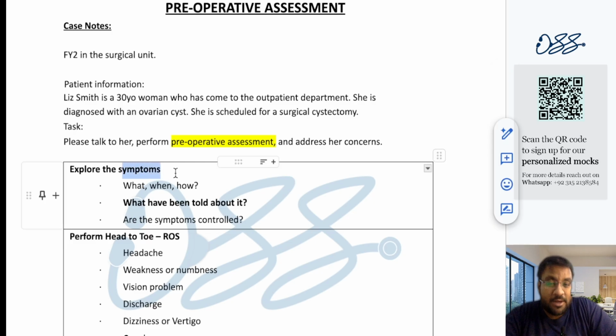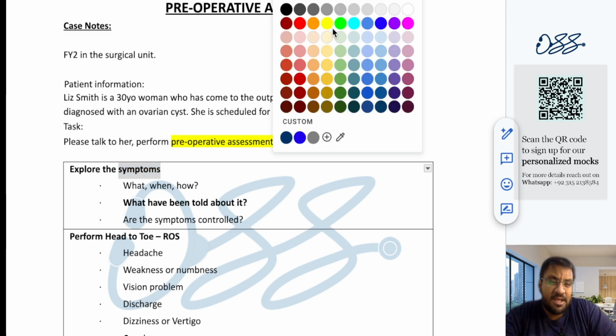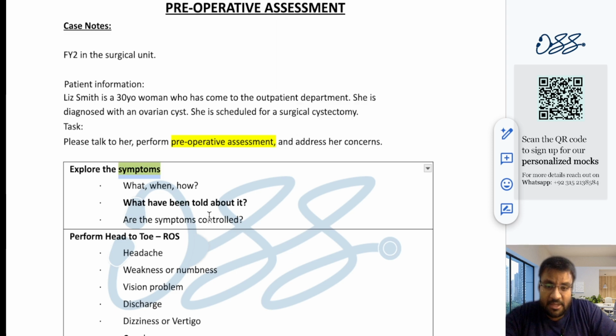Like, what happened? Yeah, doctor, I had a right lower quadrant pain. Okay, since when were you having it? Yeah, doctor, I was just having it for a couple of weeks now. Okay, and how is it right now, or how did it happen?